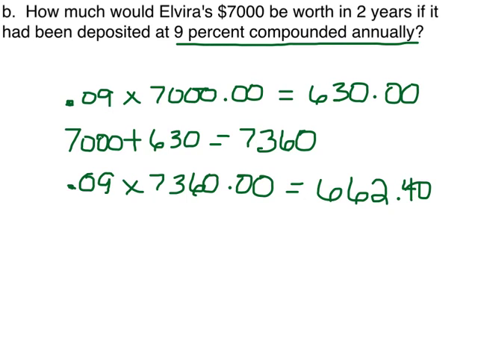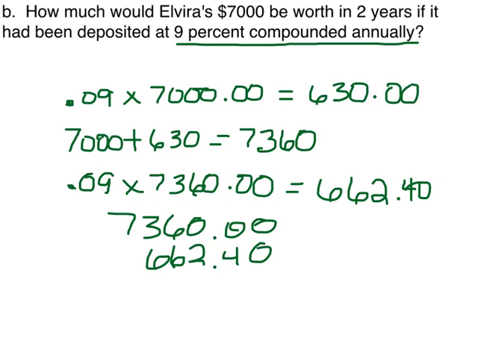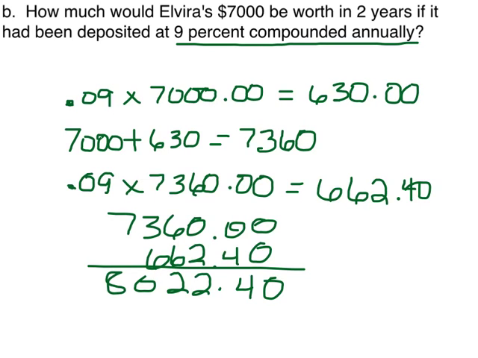So the second year, her interest, instead of 630, is $686.70. So now we're going to add $7,630 and $686.70. So at the end of 2 years in compound interest, she's going to have $8,316.70. Okay, good job.